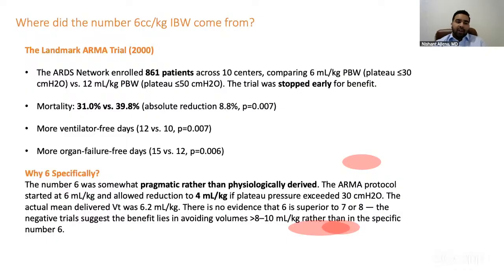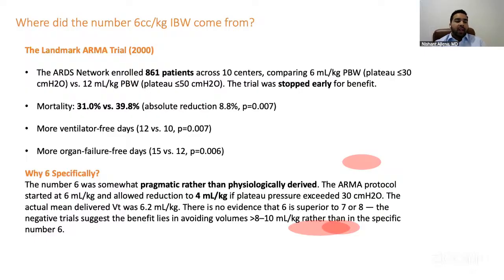This came from the landmark ARMA trial, wherein they enrolled 861 patients across 10 centers, comparing 6 ml per kg predicted body weight, targeting a plateau pressure of less than 30 centimeters of water, versus 12 ml per kg PBW. This trial was stopped early for benefit, with a statistically significant reduction in mortality from 39.8% in the high tidal volume group compared to 31% in the low tidal volume group.